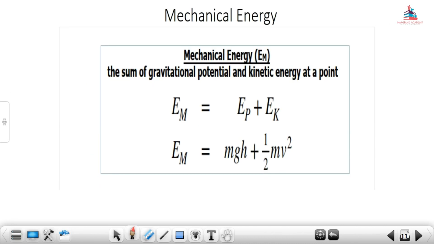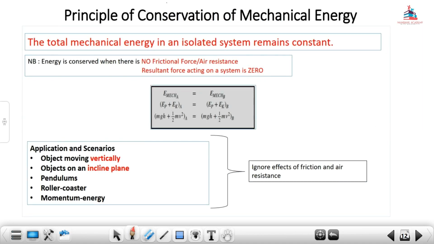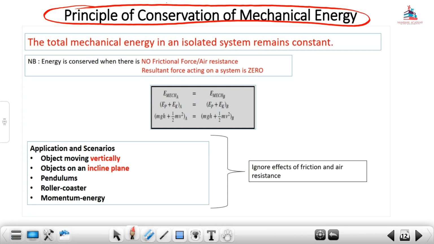Now, mechanical energy we also define as the sum of the gravitational potential energy and kinetic energy at a given specific time or point. So this mechanical energy allows us to talk now of grade 12 content. But generally, this also comes from grade 10. So we need also to be able to state the conservation of mechanical energy. Be able to state, this will be around 2 marks, and also be able to apply.